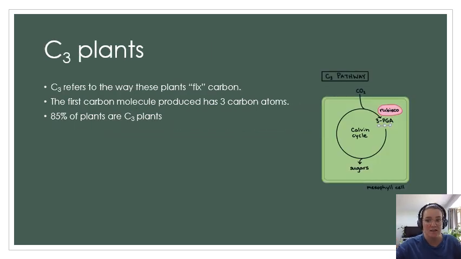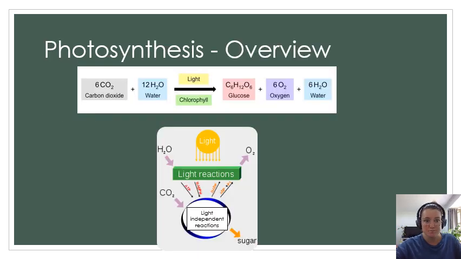So just to define what we mean when we say C3 plants, we will unpack different types of plants later, but for now, C3 refers to the way that these plants fix carbon, and the first molecule that's produced when it goes through the Calvin cycle has 3 carbon atoms. It comprises 85% of plants on the Earth, and that's why that's the main one that we look at. We'll look at some adaptations of other types of plants later in the study design.